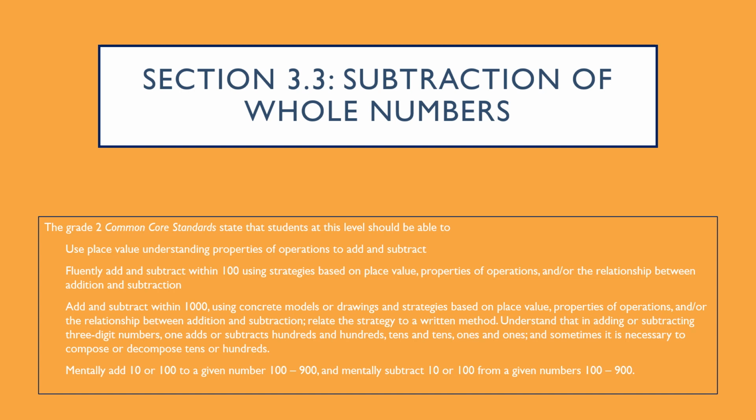In the second grade Common Core Standards, it states that students at this level should be able to add and subtract within 100 using what they know about place value and properties of operations. That's talking about the associative, commutative, and identity properties, and the relationship between addition and subtraction. They should also be able to add and subtract within 1,000 using concrete models or drawings, and using what they know about properties of operations of addition and subtraction. And they should be able to mentally add 10 or 100 to a 3-digit number, and mentally subtract 10 or 100 from a 3-digit number.